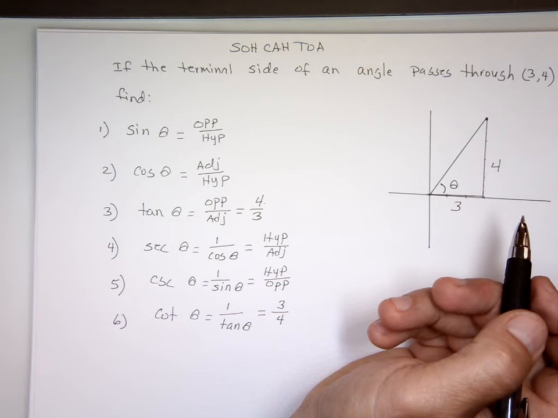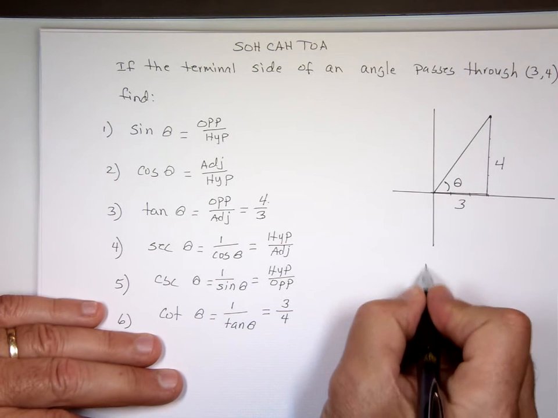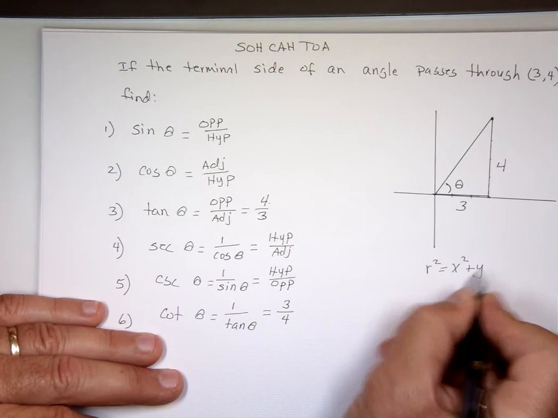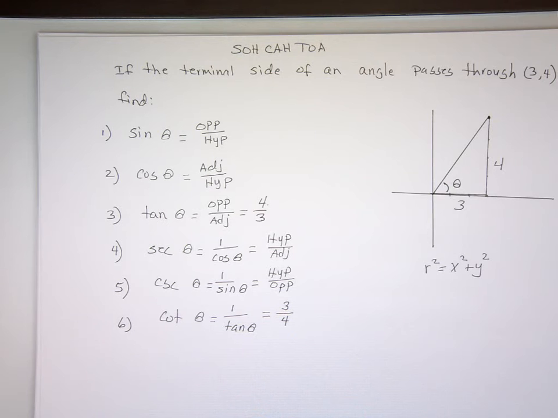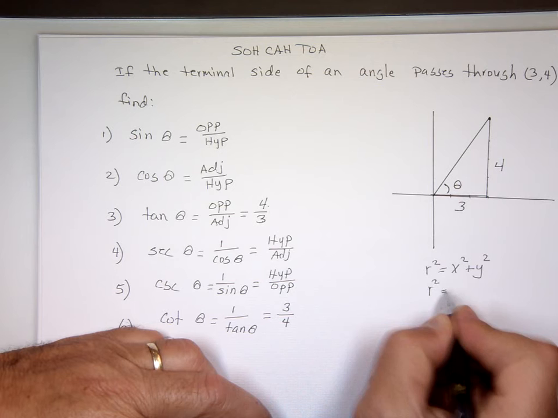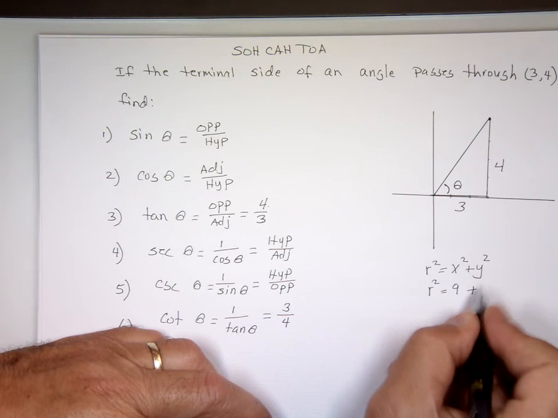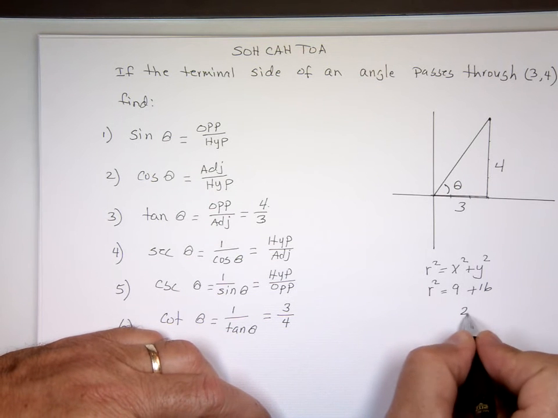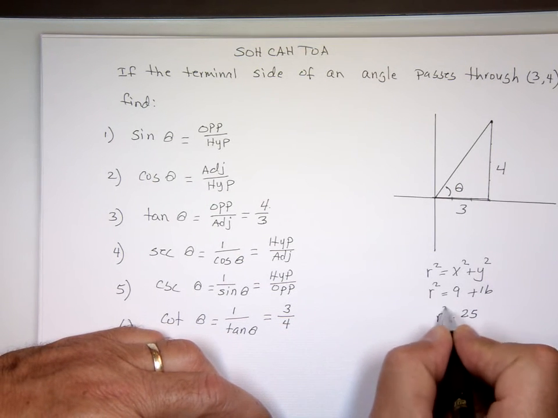Yes, Pythagorean theorem. It says r squared equals x squared plus y squared. We used to say c squared equals a squared plus b squared. That's called the Pythagorean theorem. Now we know what x is, 3. 3 squared, that's a 9. We know what y is, which is 4 squared, that's 16. What's 9 plus 16? 25 is r squared. And what's r equal to? 5.